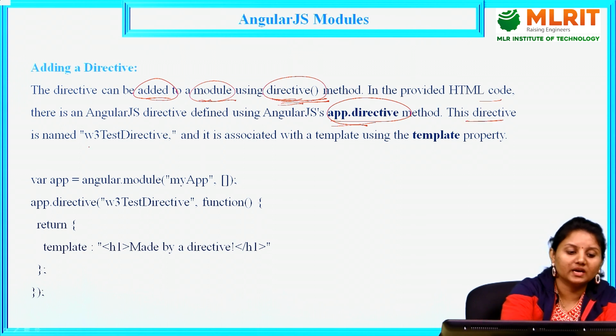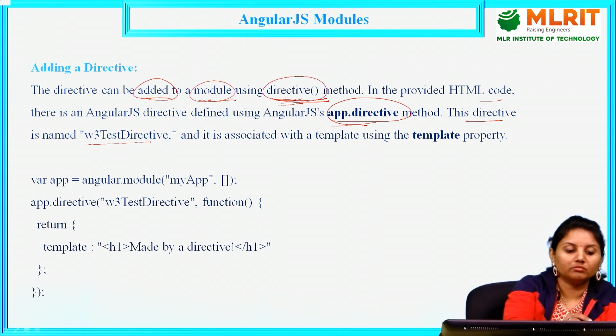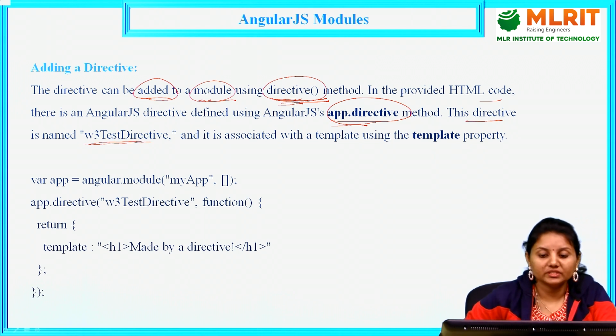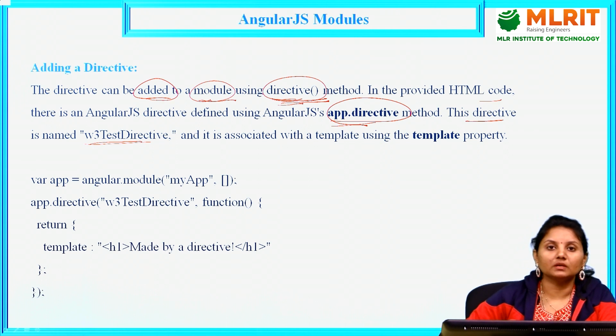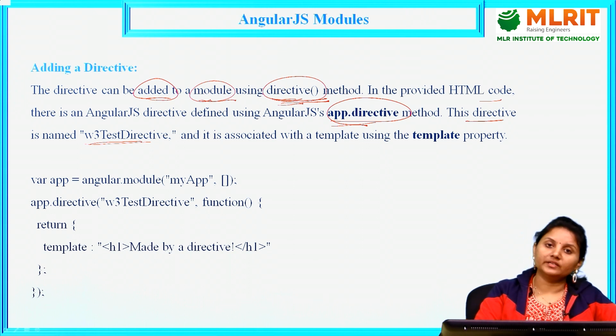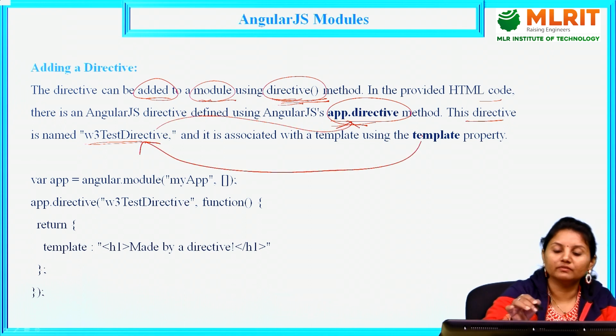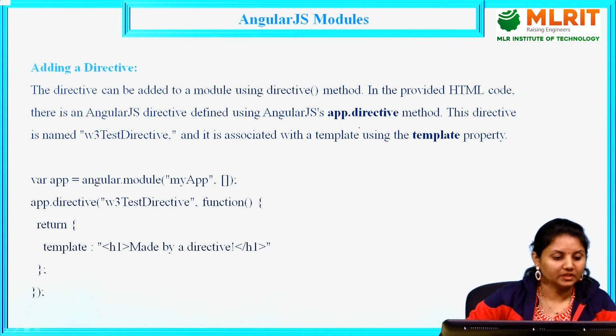This directive is named w3TestDirective. Whatever app.directive you are going to define, the directive is named w3TestDirective, and it is associated with a template. Whatever logic you wanted to execute in the output can be defined using this w3TestDirective, and in that we will have a sub part, that is a template. Whatever you are defining under the template should be defined under your w3TestDirective. So the template will be in the directive and the directive will be in the app.directive. Here we will see the syntax.